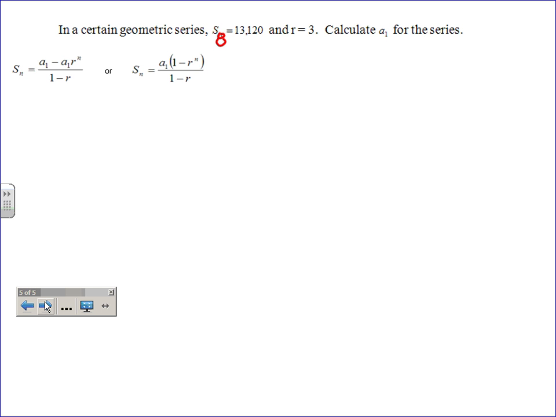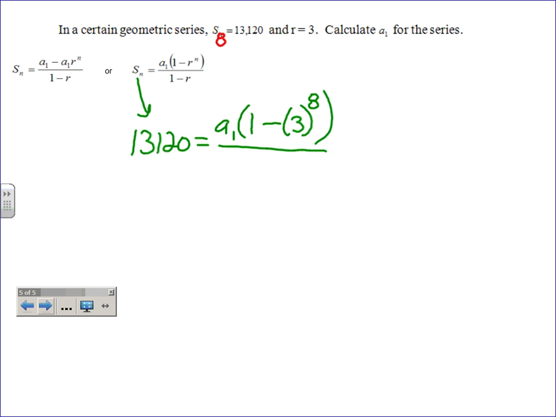Once again, you have to decide which formula you want to use. It really doesn't matter, and it seems like you like the second one. So this right here is 13,120. First term, we don't know. 1 minus 3 to the 8th. Very good. Me giving you that 8 allowed you to know how many terms there were. And then 1 minus 3. So in other words, our bottom is -2.